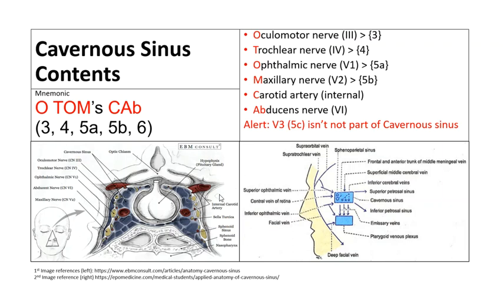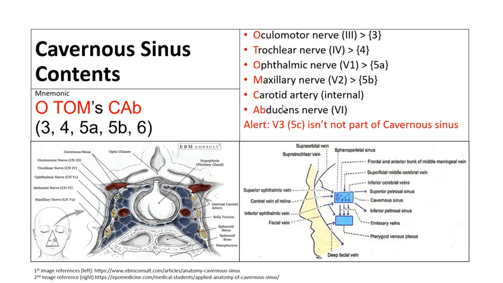And the mnemonic for cavernous sinus contents is O Tom's CAB. So O stands for oculomotor, T for trochlear, O for ophthalmic nerve, M for maxillary nerve, C stands for carotid artery, which is internal, and then AB stands for abducens nerve.